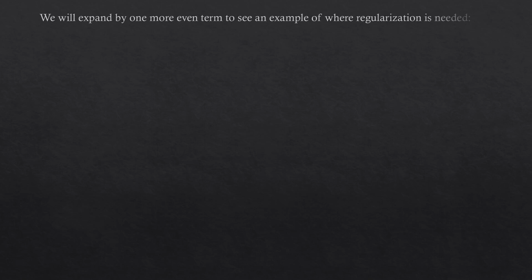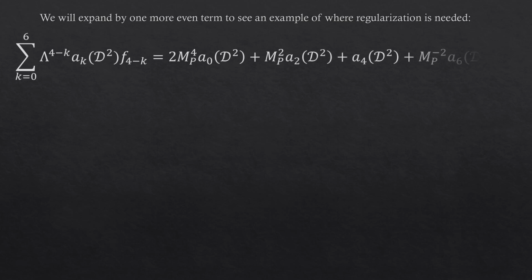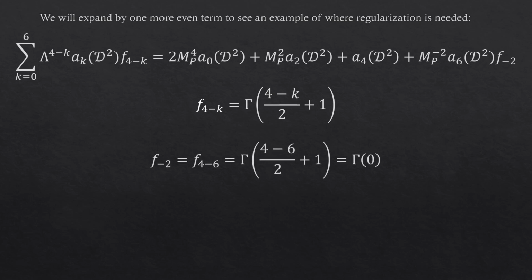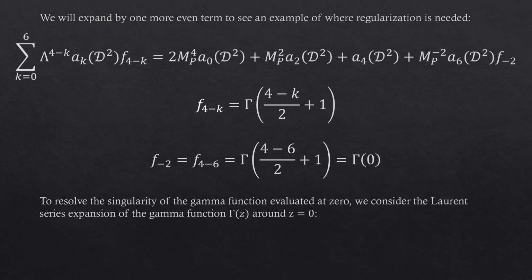We will expand by one more even term to see an example of where regularization is immediately needed. We focus on f sub minus 2, recalling the definition of the moments of our cutoff function in terms of the gamma function. So f sub minus 2 is indeed a divergent term because gamma of 0 is undefined. To resolve the singularity of the gamma function evaluated at 0, however, we can consider the Laurent series expansion of the gamma function around z equals 0.